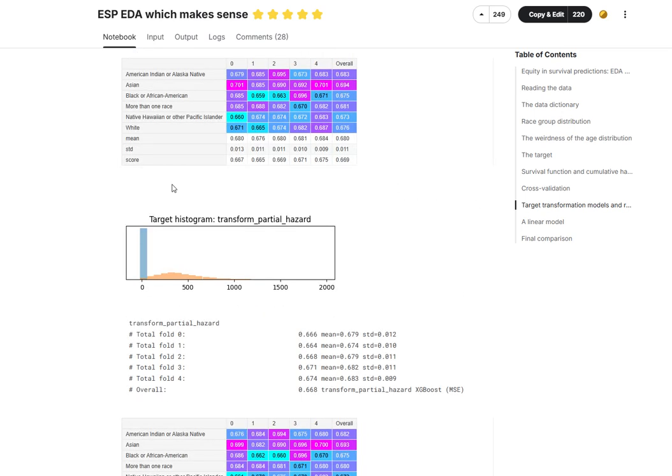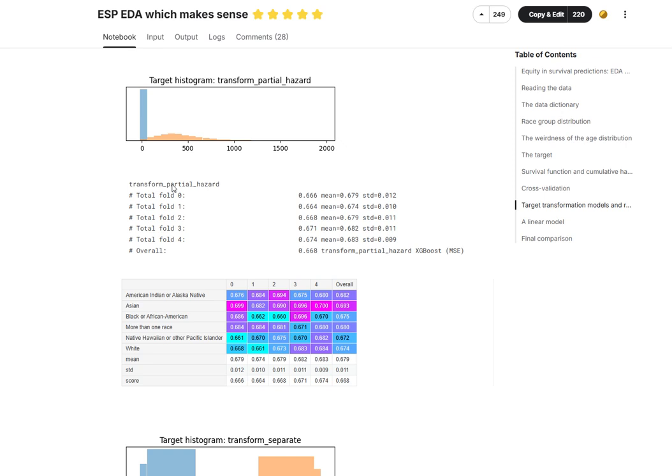Next, we have transform partial hazard. This one uses a Cox Proportional Hazards model to calculate something called the partial hazard. Think of it as the relative risk of the event, in this case, death, happening at a particular time, given the patient's characteristics. This histogram is very different.